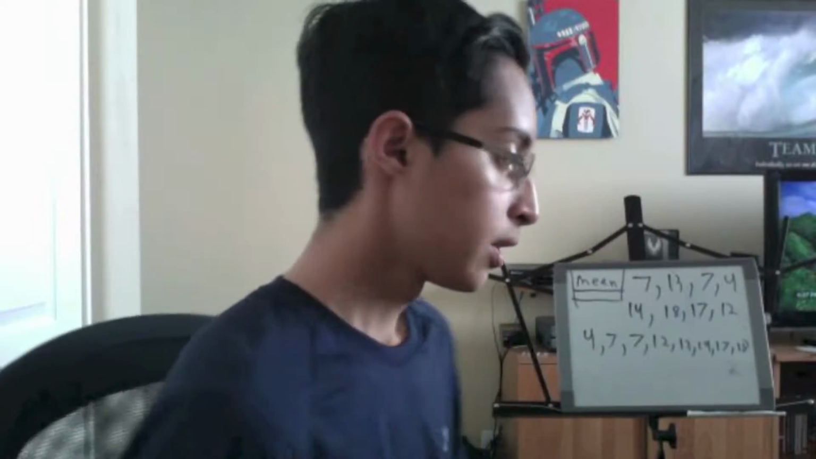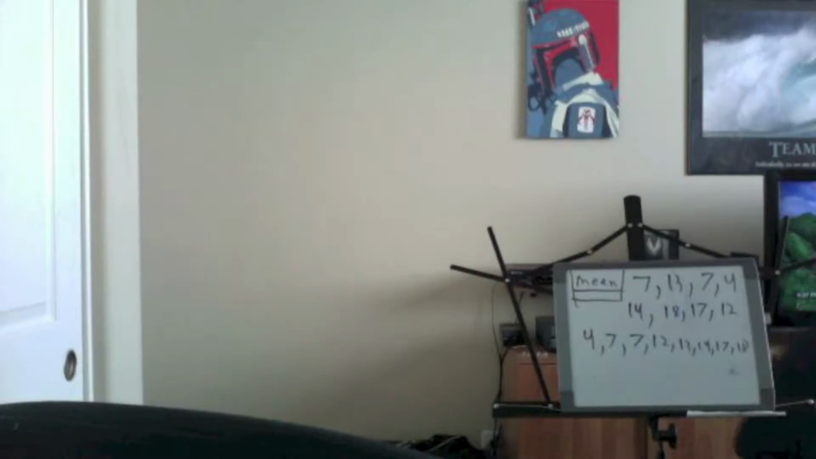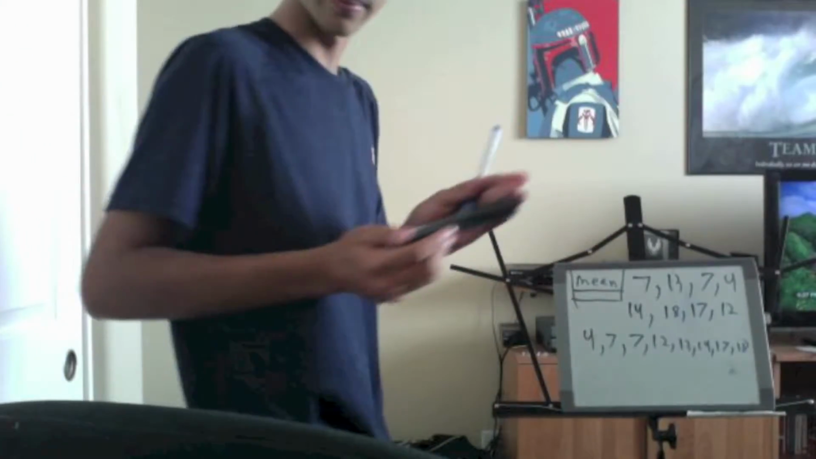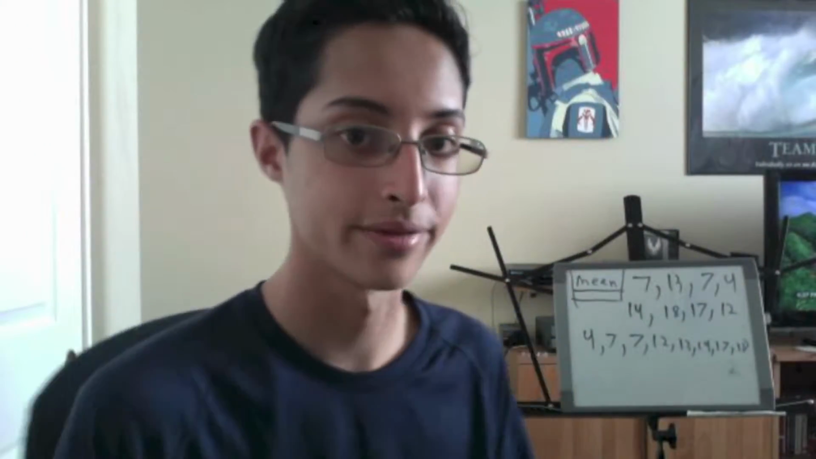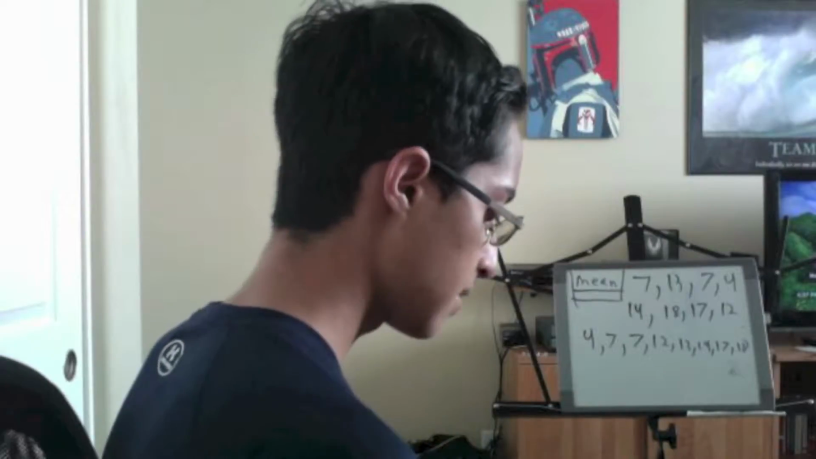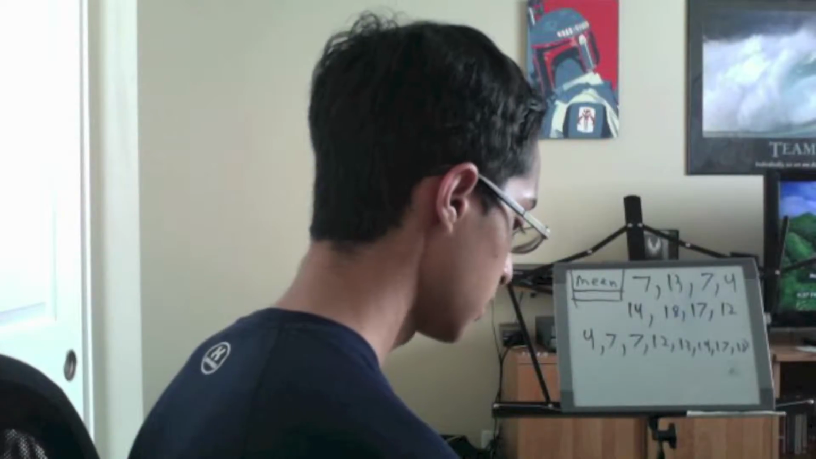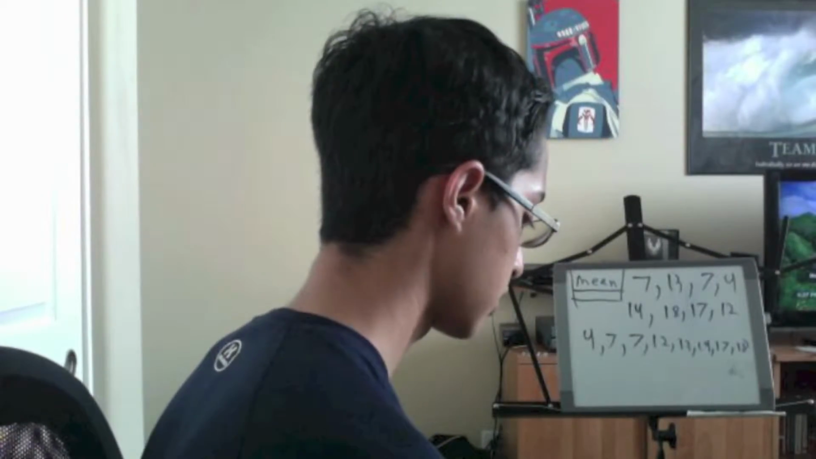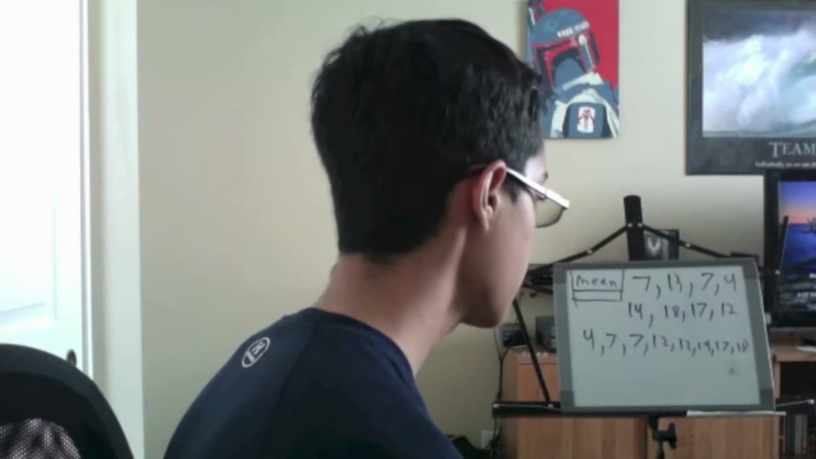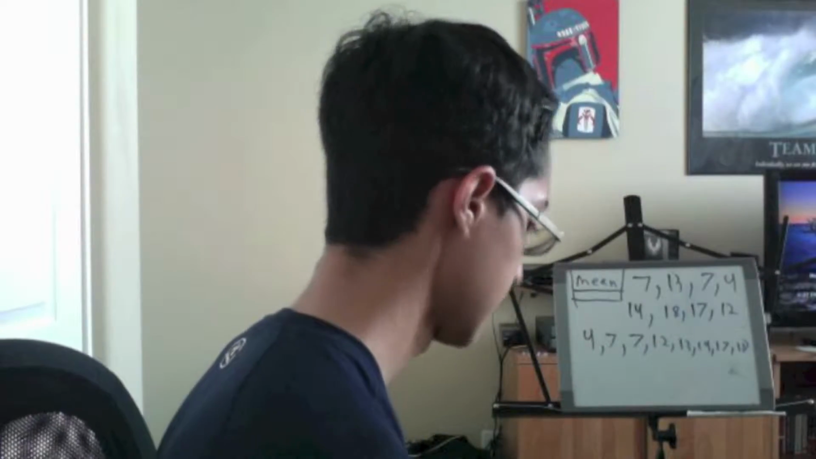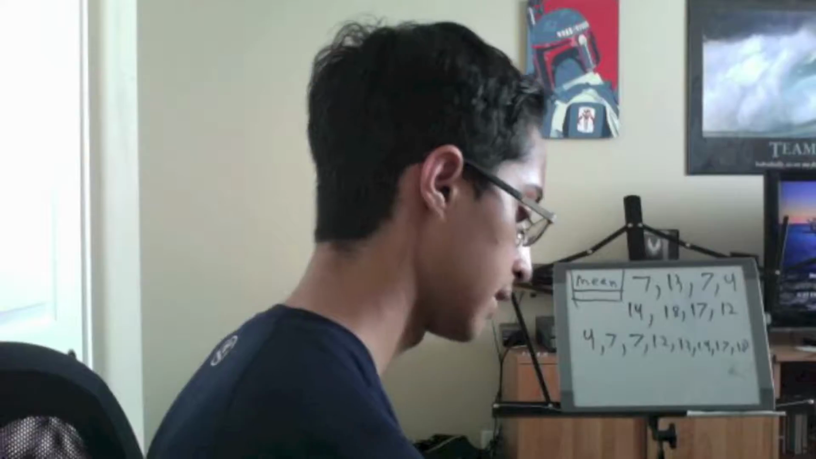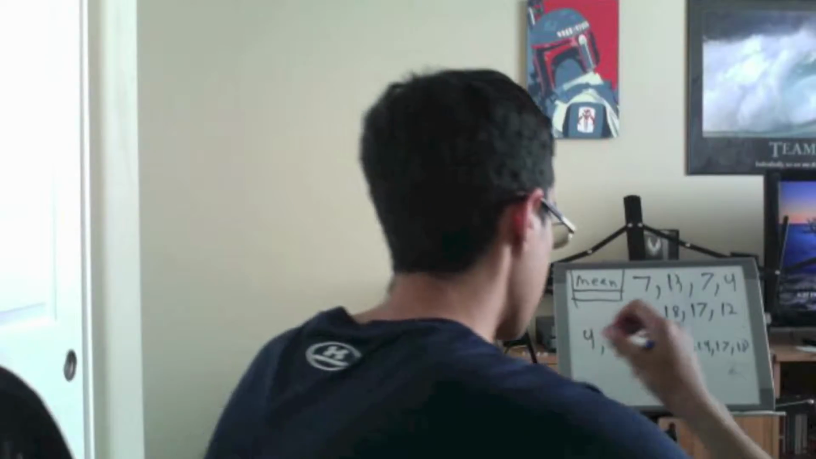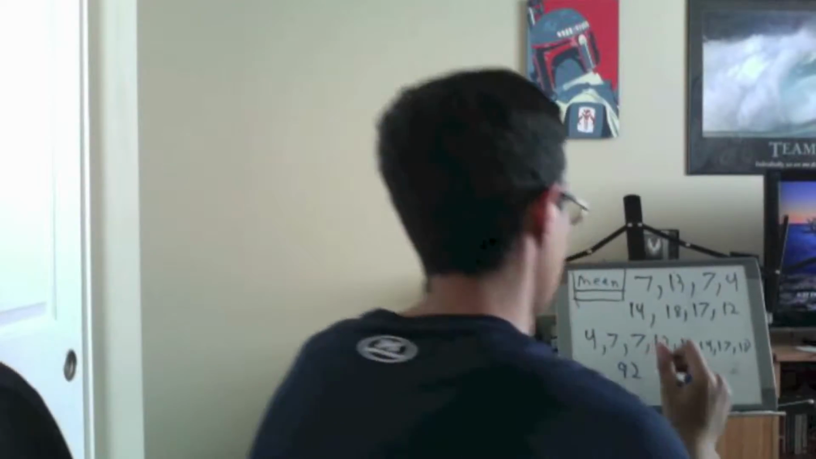Now from there, what we'd have to do is add them all up. Excuse me a moment, I have to get my calculator. I'm not good at math myself. So, we'd have to add them all up. So it would be 4 plus 7 plus 7 plus 12 plus 13 plus 14 plus 17 plus 18. And that equals 92. So then, we put 92 down here.